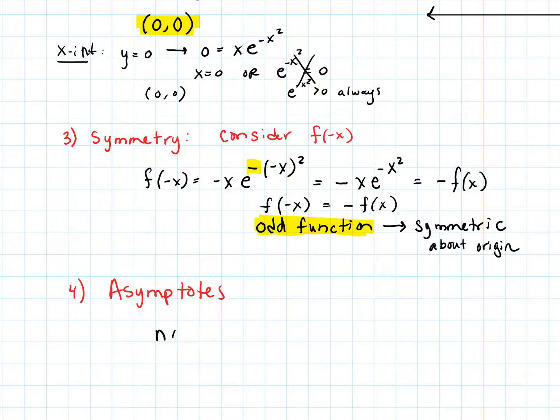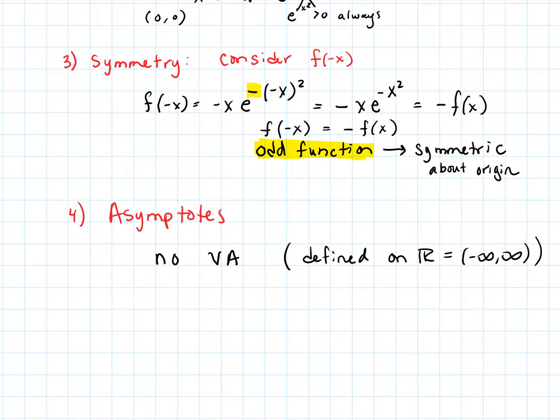And there are no vertical asymptotes. My reasoning here is, of course, that we are defined on the real numbers from negative infinity to infinity. So no vertical asymptotes. But what about horizontal asymptotes? For horizontal asymptotes, we have to consider the limit as x is approaching positive and negative infinity of x e to the negative x squared.